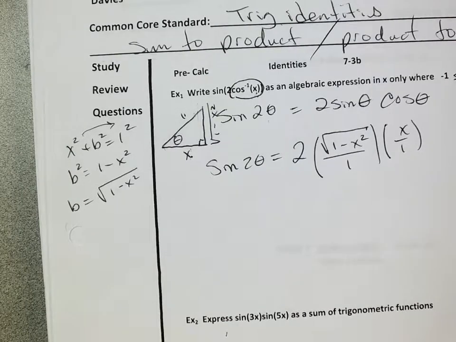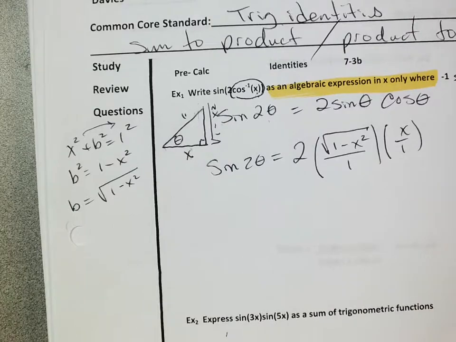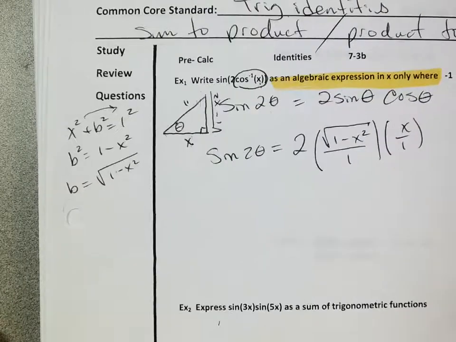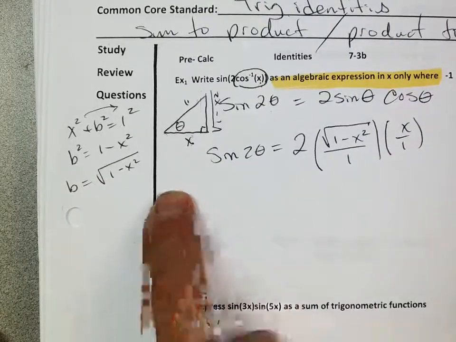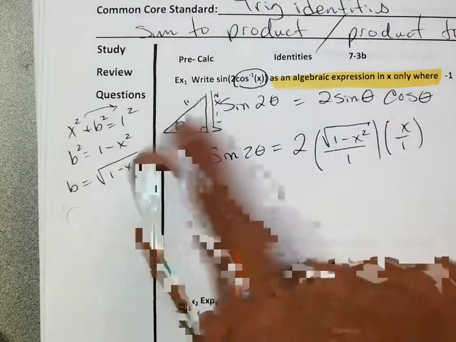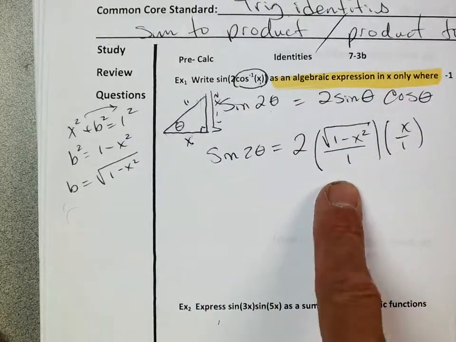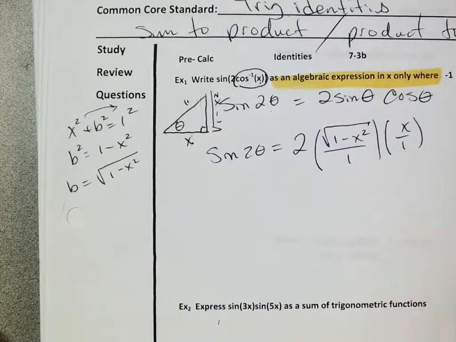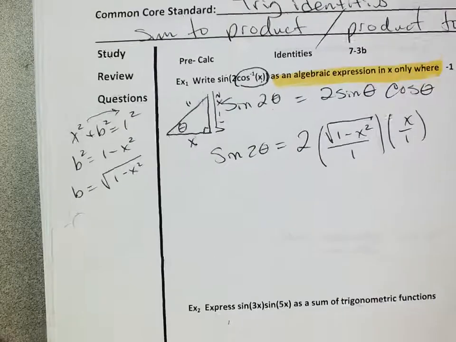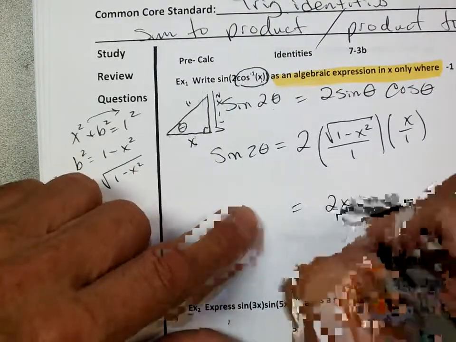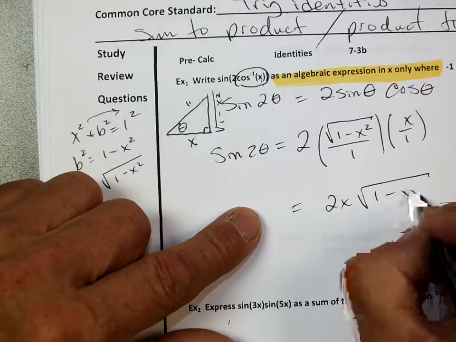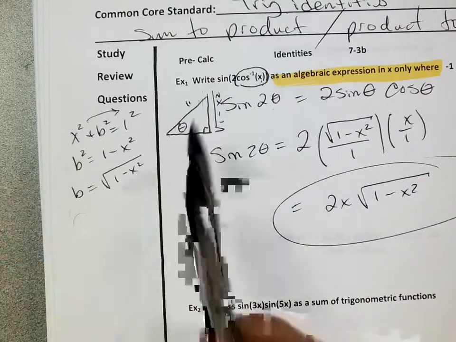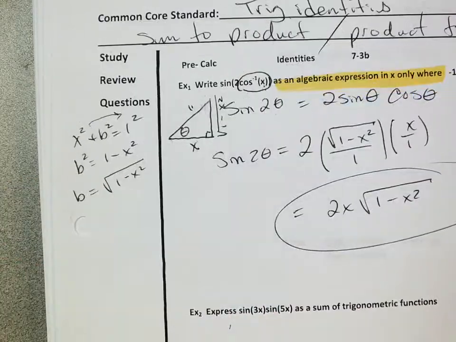So all I'm doing is setting up in terms of x, because the actual question says as an algebraic expression in x only. I'm getting it in terms of x, right? So I built my triangle, and if I wanted the sine of that, that's my opposite over hypotenuse in terms of x. Good. Cosine, I get my x over 1. Good, in terms of x. And that's the answer. I'm going to tidy it up, though, because it looks a little nicer if I write it as 2x times the square root of 1 minus x squared. So that is the sine of 2 cosine inverse of x, all right?